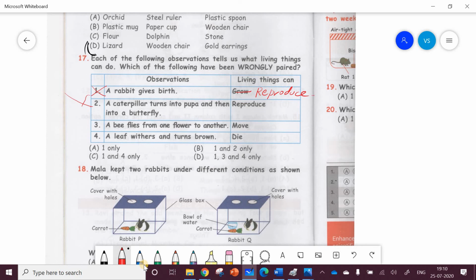So which are the two options that are wrong here, Avnish? We have already marked the wrong ones. Which are the wrong ones? A rabbit gives birth, which is option 1. And which other option is wrong? A caterpillar turns into a pupa and then into a butterfly. So this is also a wrong option. So options 1 and 2 both are wrong. So which is the correct option there? A, B, C or D?